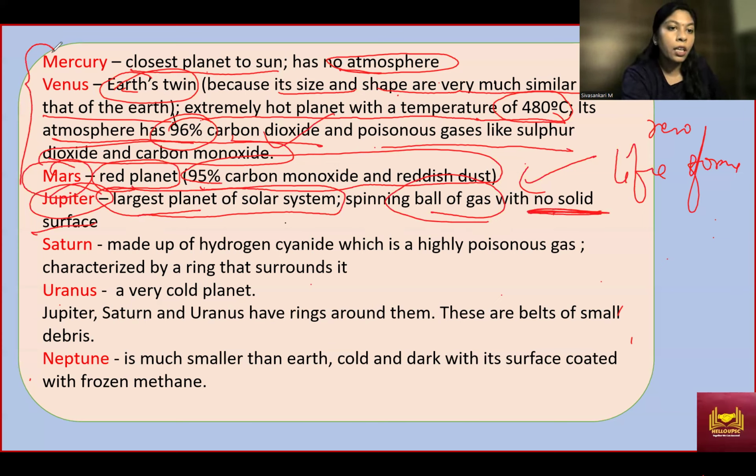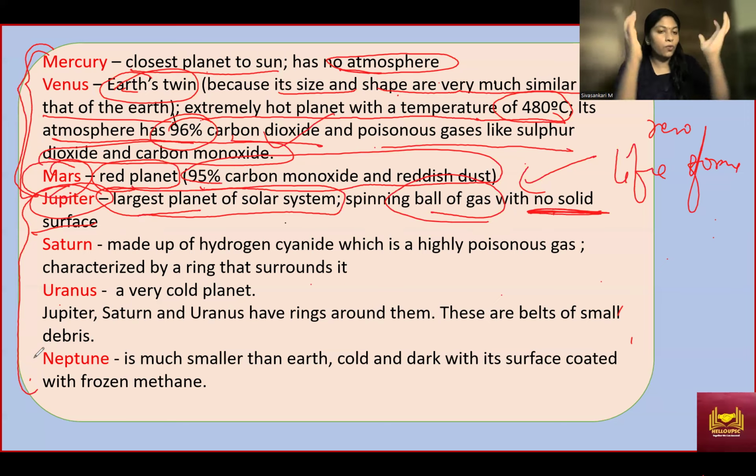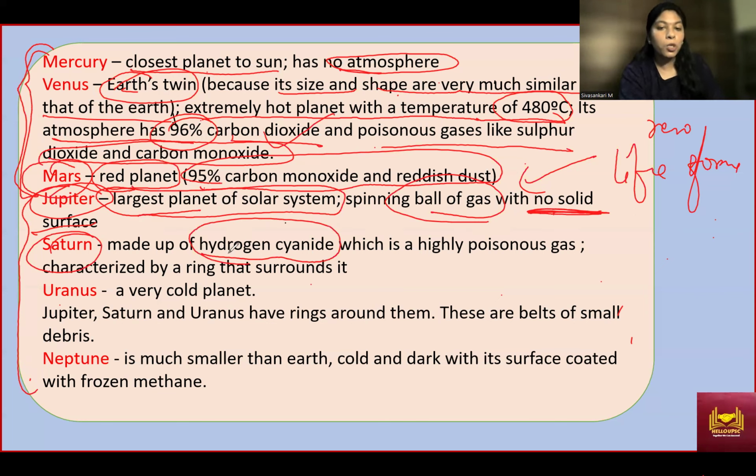Imagine, that is why I told you the inner planets or the terrestrial planets are more dense because they have a solid surface. But the Jovian planet is a gas planet, it does not have a solid surface, but gases. A ball of gas. Saturn you take, they are made of hydrogen cyanide. Imagine, poisonous. So lethal, which is a highly poisonous gas and is characterized by a ring that surrounds it.